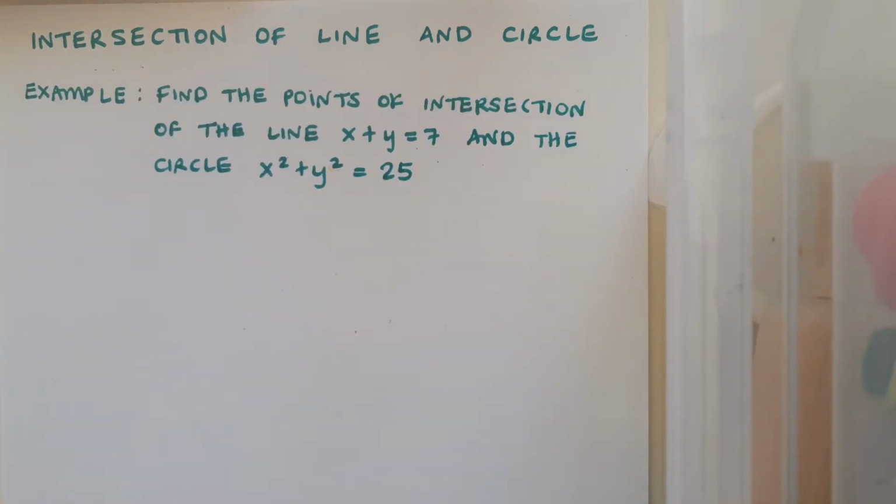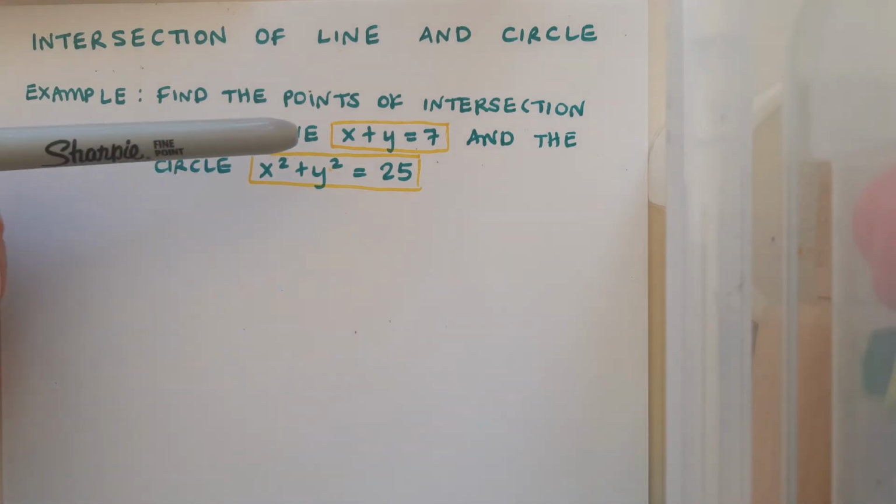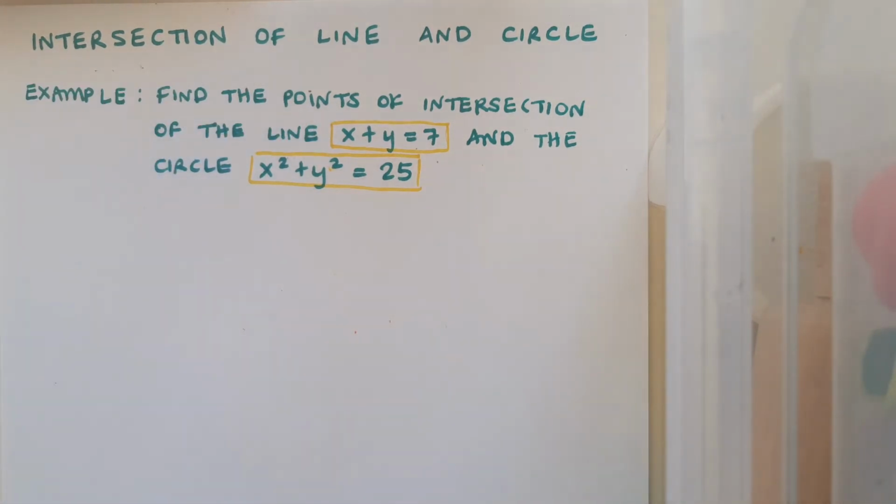So here's our example. Find the points of intersection of the line x plus y equals 7 and the circle x squared plus y squared equals 25. So these are the two equations that I'm working with. I start off by taking my line equation, x plus y equals 7 in this case, and rewriting it so that one of the variables is by itself on the left. Now this can be x or it can be y, whichever is most convenient. Here it doesn't make much difference because x and y both have a coefficient of 1. So I'm going to get x is equal to. So step 1, I rewrite the line, and in this case I get x equals 7 minus y.